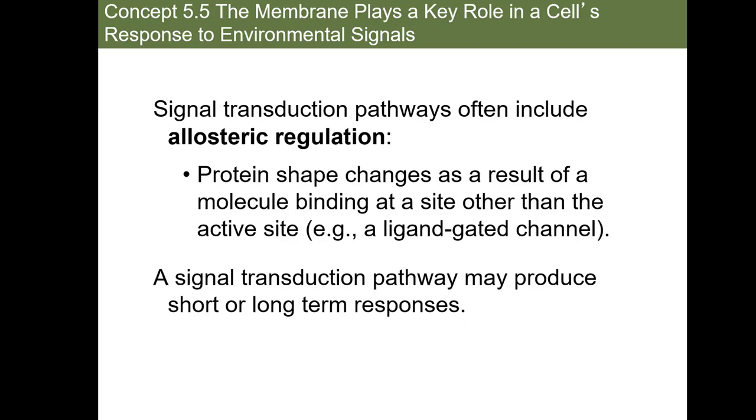Signal transduction pathways often include allosteric regulation. So protein shape changes as a result of a molecule binding at a site other than the active site. For example, a ligand-gated channel. A signal transduction pathway may produce short or long-term responses. So allosteric regulation versus competitive.